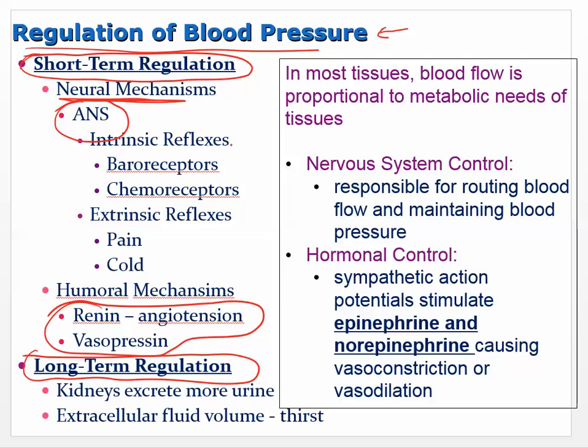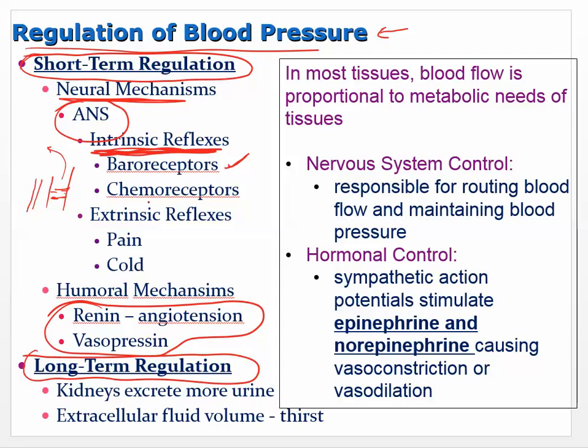And so intrinsic reflexes means that you're measuring it from the inside. Okay, so that means you're actually measuring the blood pressure, or the content of the blood. So baroreceptors can measure how much your blood vessel is being stretched. Okay, so if it's being stretched a lot, then those baroreceptors will measure that, and they'll say, okay, well, we have high blood pressure, so maybe we want to activate the parasympathetic nervous system to decrease heart rate.